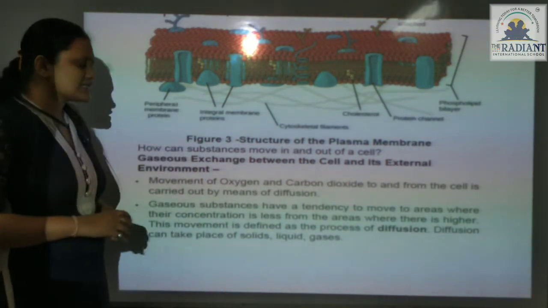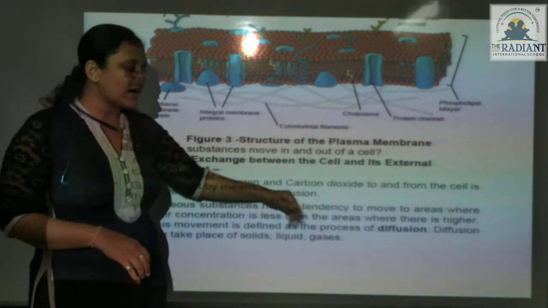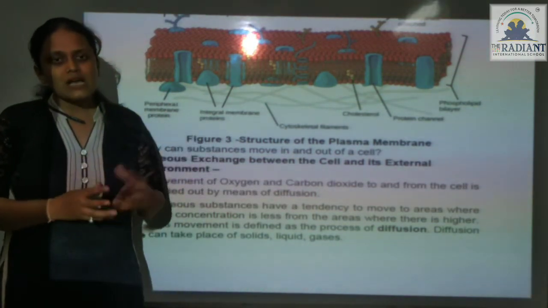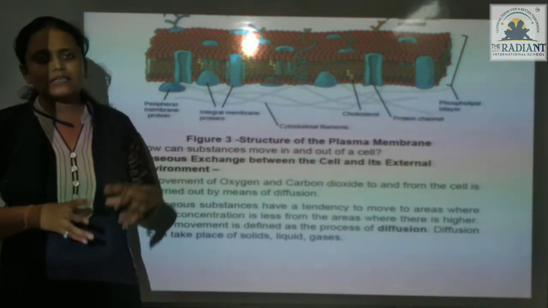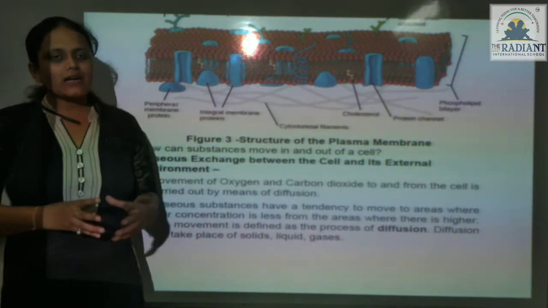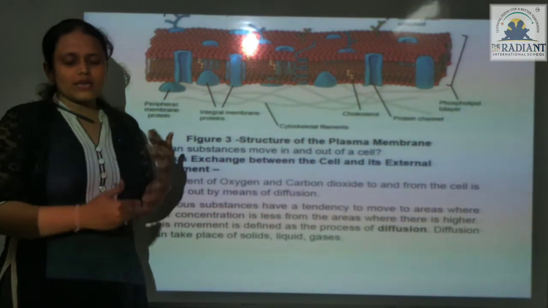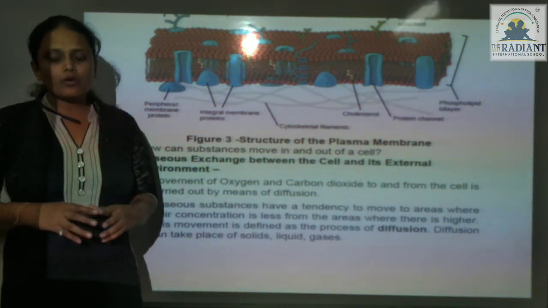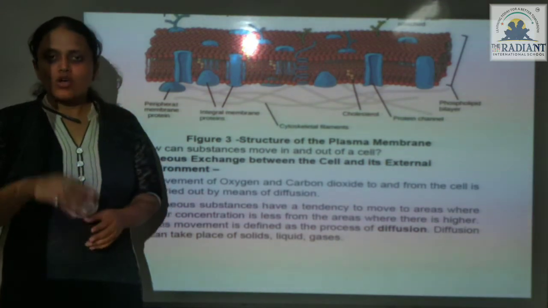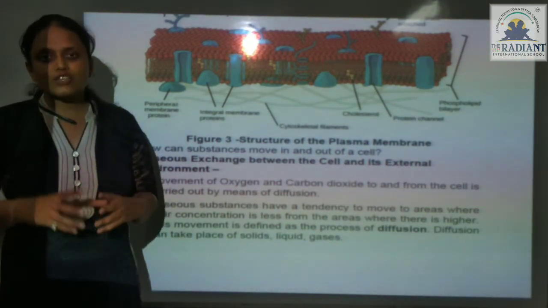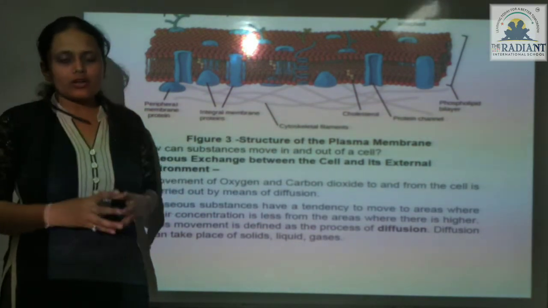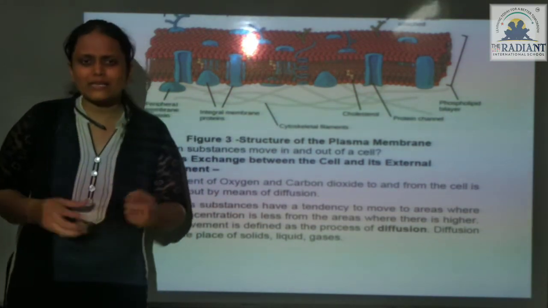That means if we see the movement of oxygen and carbon dioxide from the cell component, you have a cell and it is filled with oxygen or filled with carbon dioxide, and it will then exchange the gases with its surroundings, and the movement of the gases will only be in the direction of higher concentration to the lower concentration. You can understand it by a simple example.